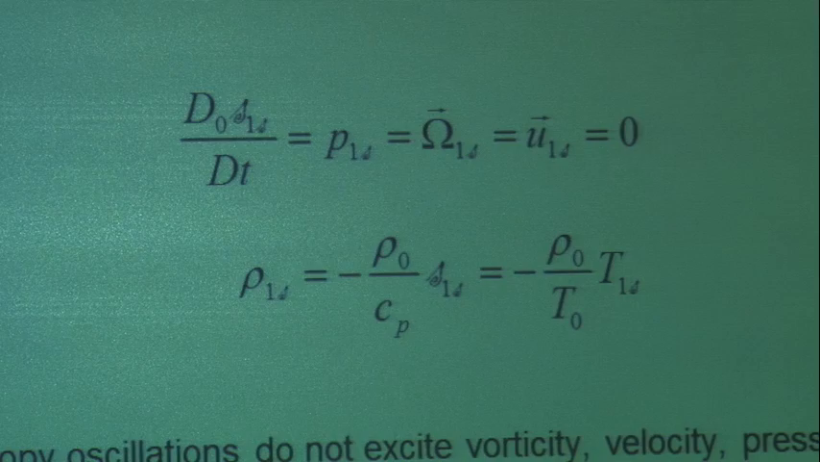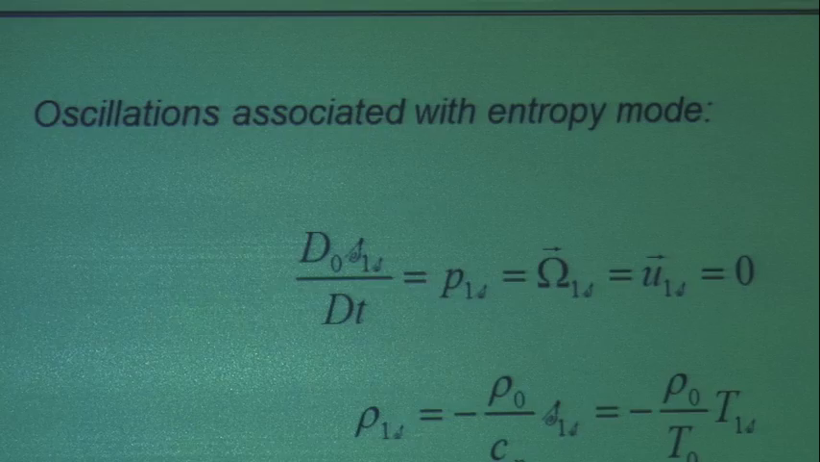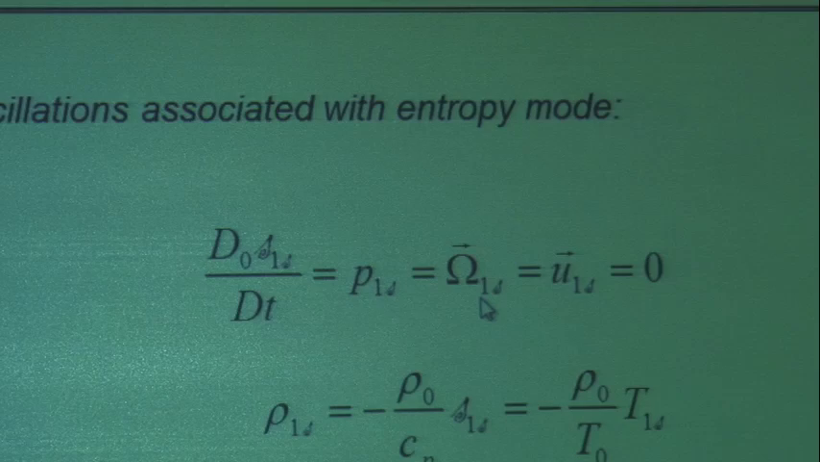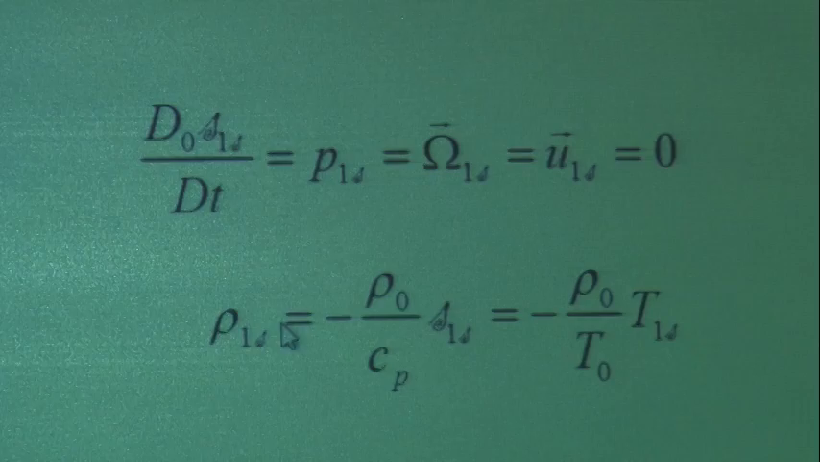Okay, entropy disturbances. All right, so P1S is zero. What does that say? That says that an entropy fluctuation causes no change in pressure. The pressure does not oscillate. This says it doesn't cause any vorticity disturbance, so an entropy fluctuation is irrotational. And it also causes no fluid motion. U is zero. But an entropy fluctuation is associated with a disturbance in density and temperature.